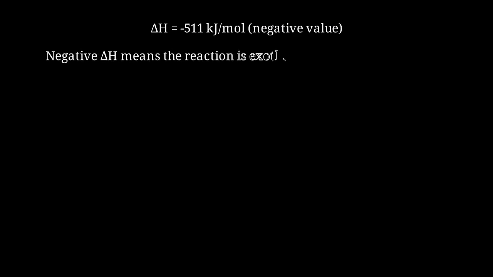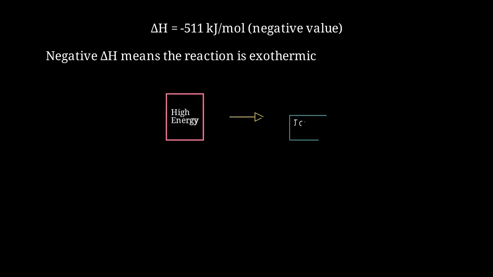Let's understand what this result tells us about the reaction. The enthalpy change is negative 511 kilojoules per mole, which is a negative value. A negative enthalpy change means the reaction is exothermic, releasing energy to the surroundings. The reactants start at a higher energy level, and 511 kilojoules of energy is released as the reaction proceeds to form the lower energy products.